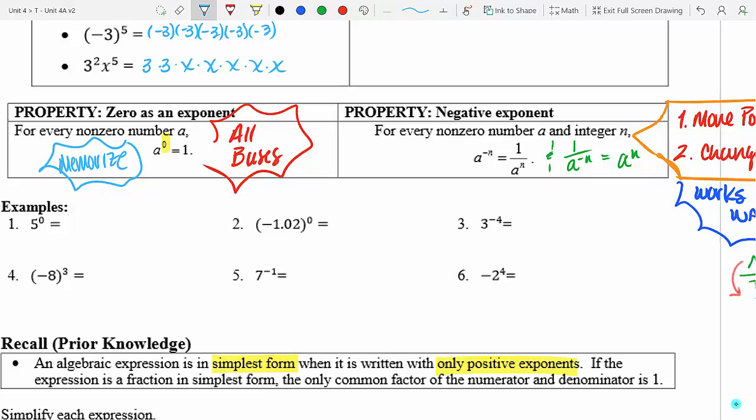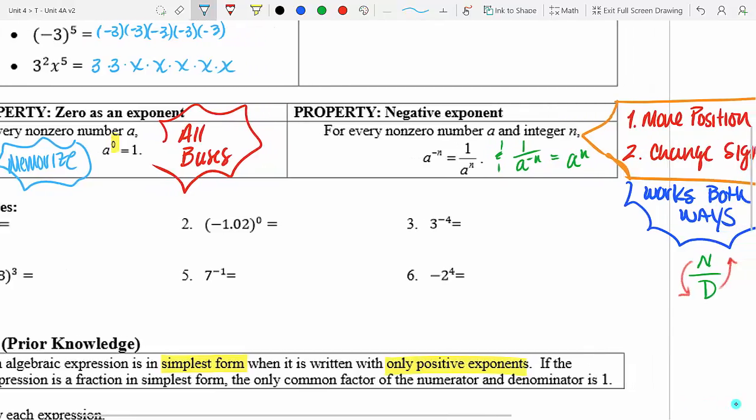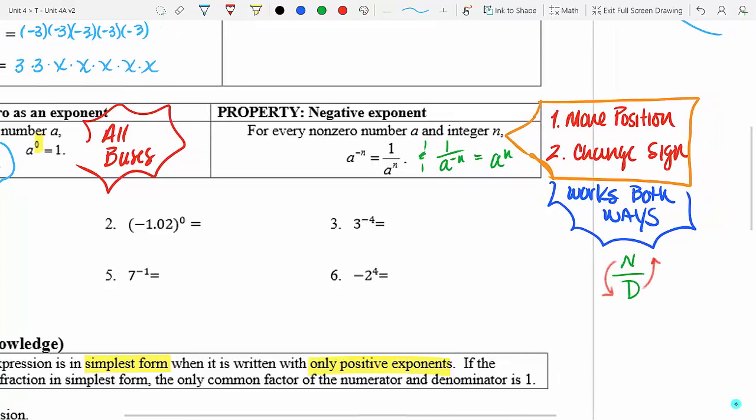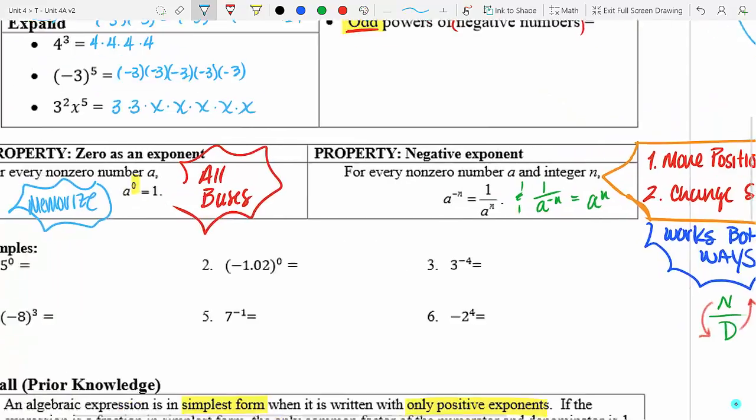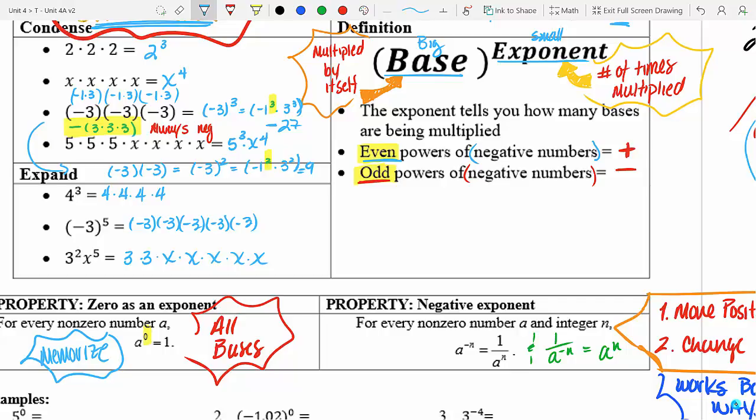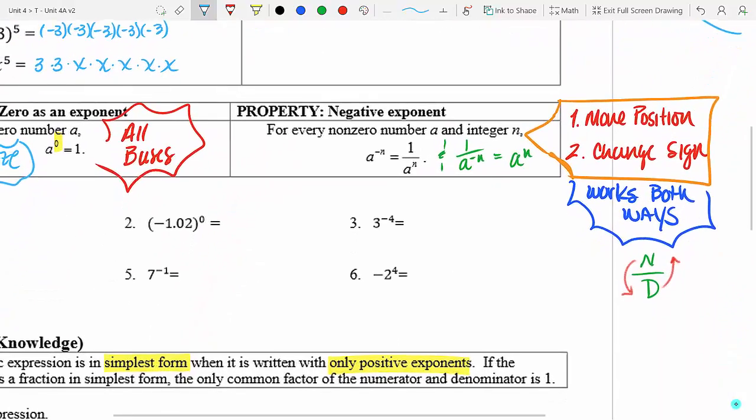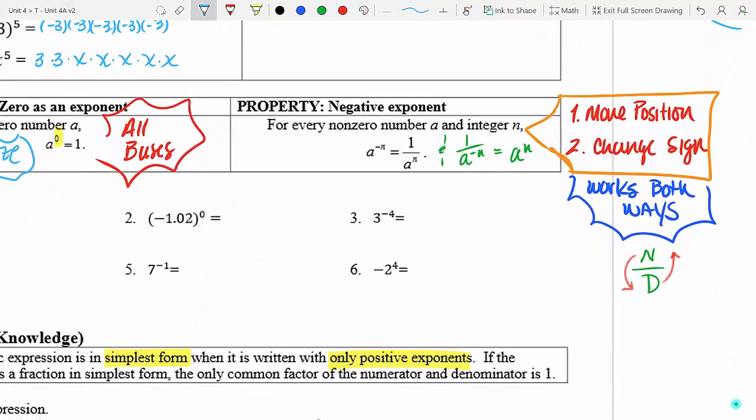All right, so another property that we should spend a little time talking about is the negative exponent property. Now, a negative exponent, which we didn't explore up here in our examples, so we didn't talk about them here. If you have a negative exponent, really what it means is it's a movement or a direction. That's how I look at it.